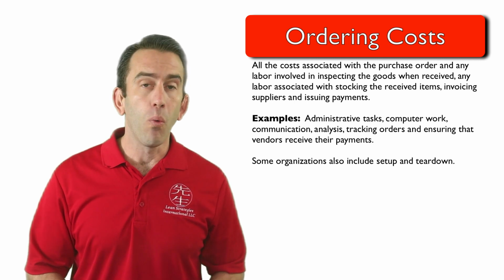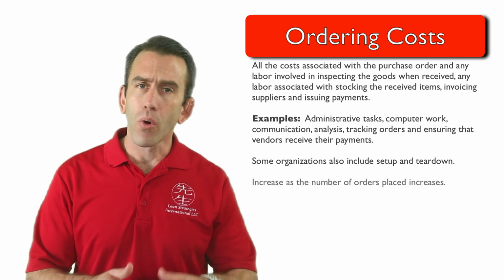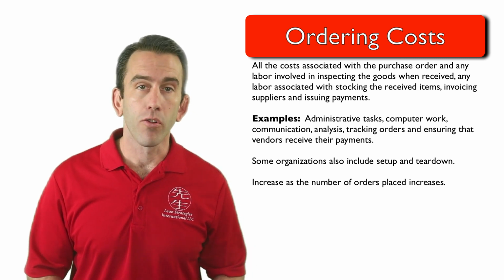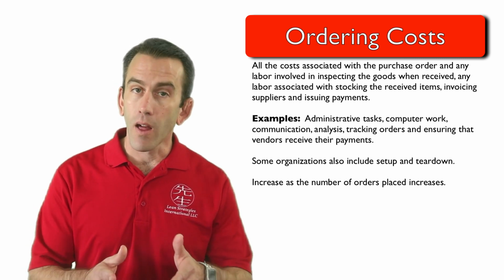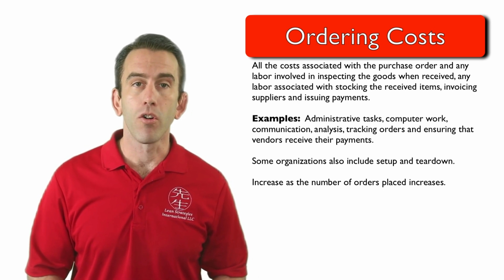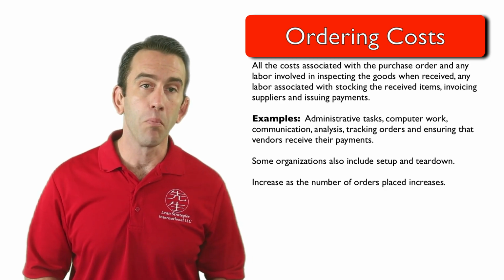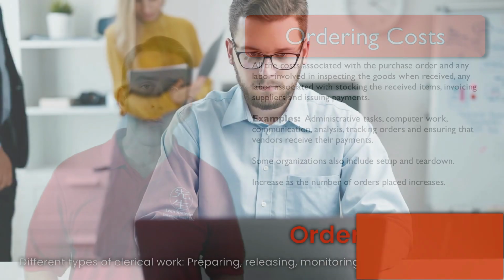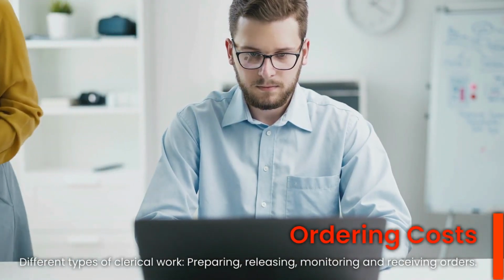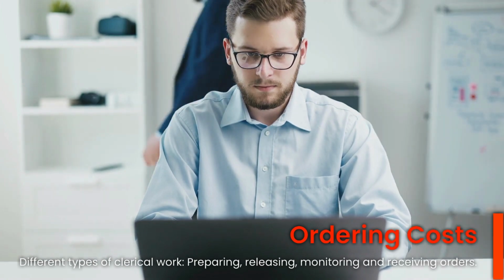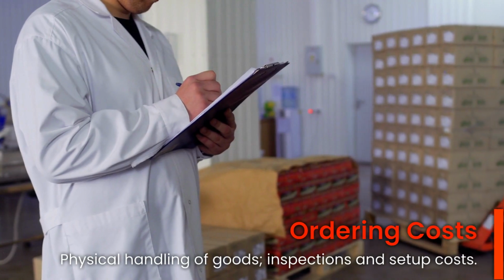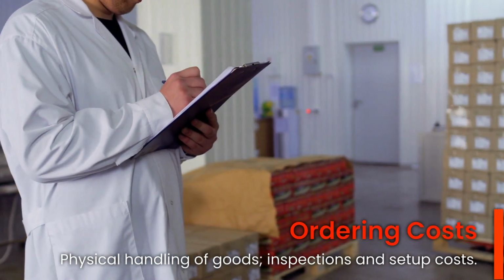You now know what ordering costs are. In short, ordering costs are the costs that increase as the number of orders placed increases. In other words, ordering costs are directly related to the number of orders placed and not the volume of an order. This includes costs that may be related to different types of clerical work like preparing, releasing, monitoring, and receiving orders. It can also include the physical handling of goods, inspections, and setup costs.